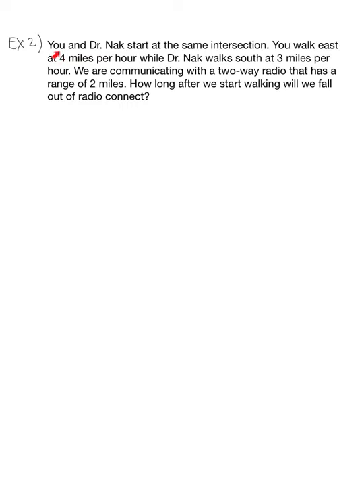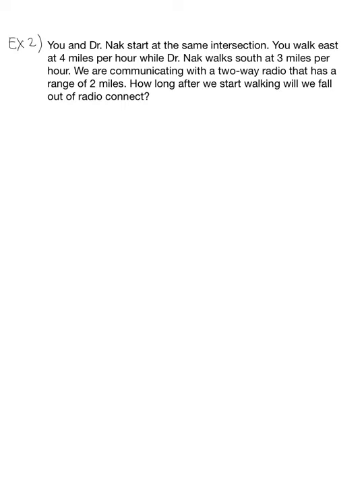Example 2. You and Dr. Nak start at the same intersection. You walk east at 4 miles per hour, while Dr. Nak walks south at 3 miles per hour. We are communicating with a two-way radio that has a range of 2 miles. How long after we start walking will we fall out of radio connect?